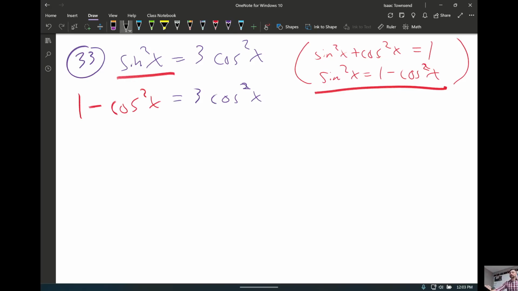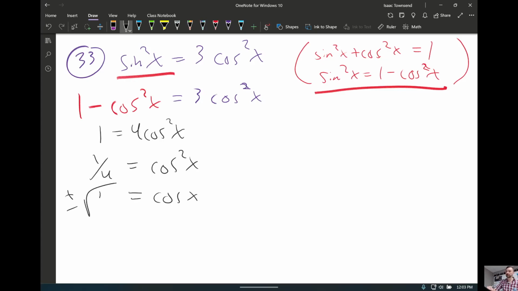Now that it is all cosine stuff, now I can work it like previous questions. I can maybe add this over, just do normal solving stuff, divide both sides by 4, take the square root of both sides, don't forget plus or minus. In fact, I will highlight it. Have to remember how to take the square root of a fraction. Some of those should simplify.